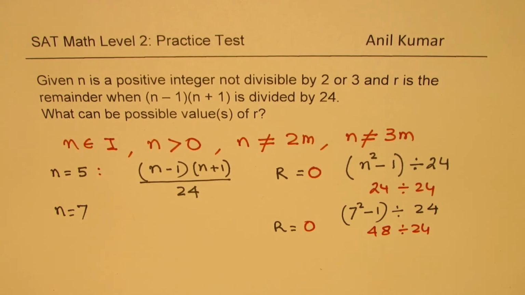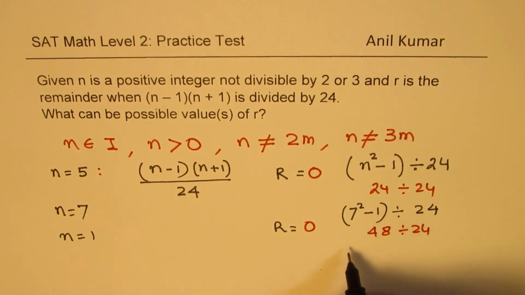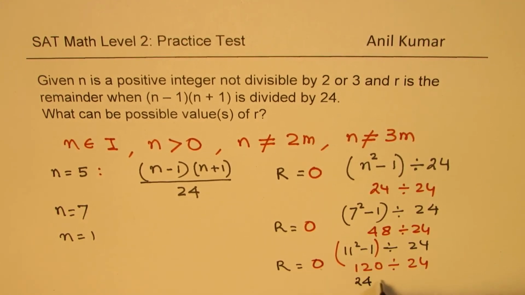Well, let's try some other number. We cannot try 8, 9, 10, but we can try 11, right? So if I write 11, we get 11 square minus 1 divided by 24. Now 11 square is 121, and take away 1, I should write this in brackets, so it is 120 divided by 24. Now 120 is a multiple, so it goes 5 times, right? Remainder again is equal to 0, correct? We know 24 times 5 is 120, so the remainder is 0.